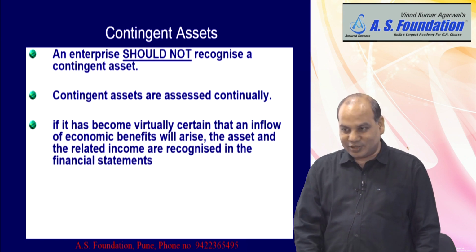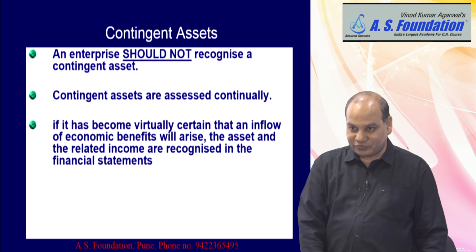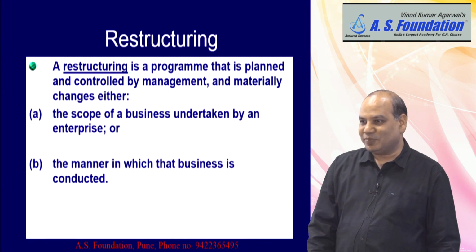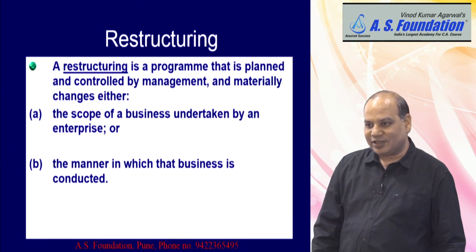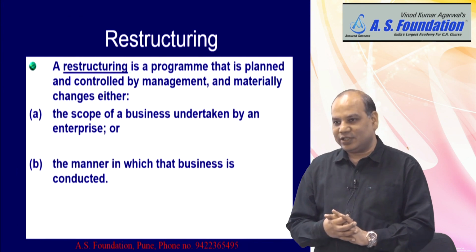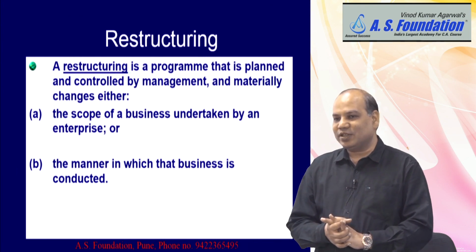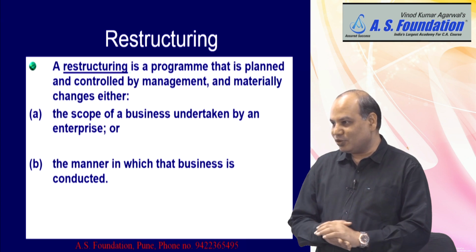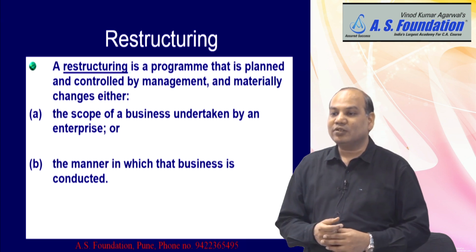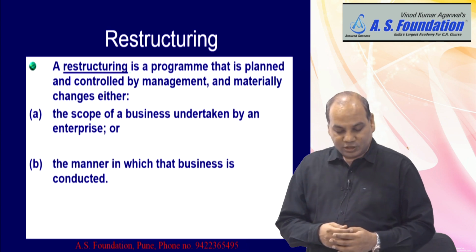100% sure. When are you 100% sure? When you have won the case and the other party has not filed an appeal to the higher authority, and has agreed to make the payment, then recognize the asset and corresponding income. Pass the entry: asset account debit or amount receivable account debit to P&L account.